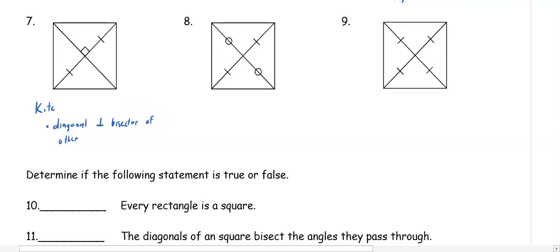In number 8, both diagonals are bisected, but they have different lengths because one set of diagonals only has 1 tick mark and one has circles. So the first shape that has diagonals that bisect each other is a parallelogram. And this is because diagonals bisect each other.